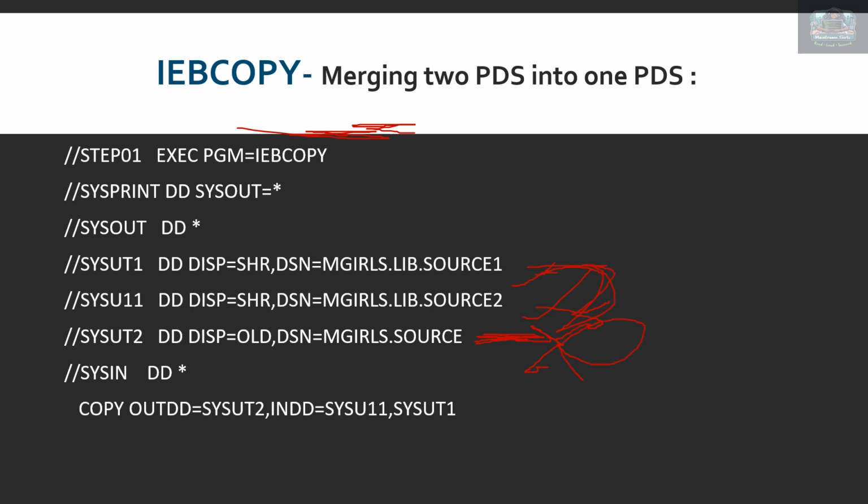Just mention it like this. In INDD, you have to mention these two DD names, both of the DD names, for the OUTDD, this SYSUT2. Just make sure that there is enough directory space. It cannot adjust the directory space; increasing is not possible. So make sure you are creating a data set with more space so that both can be merged here. Not only two, you can concatenate more than two files.